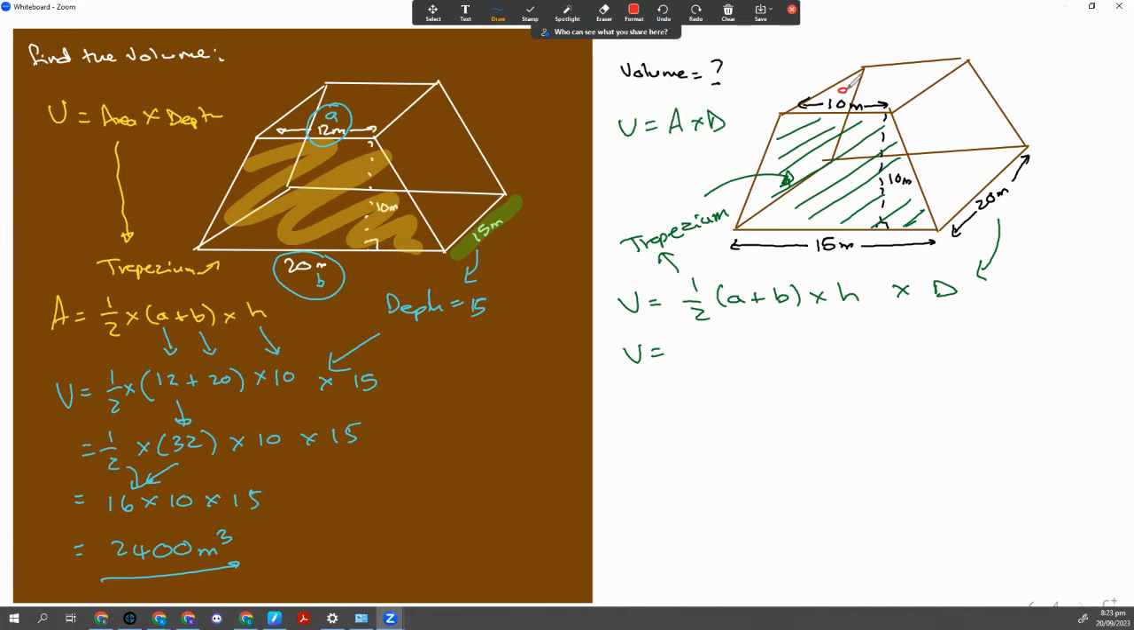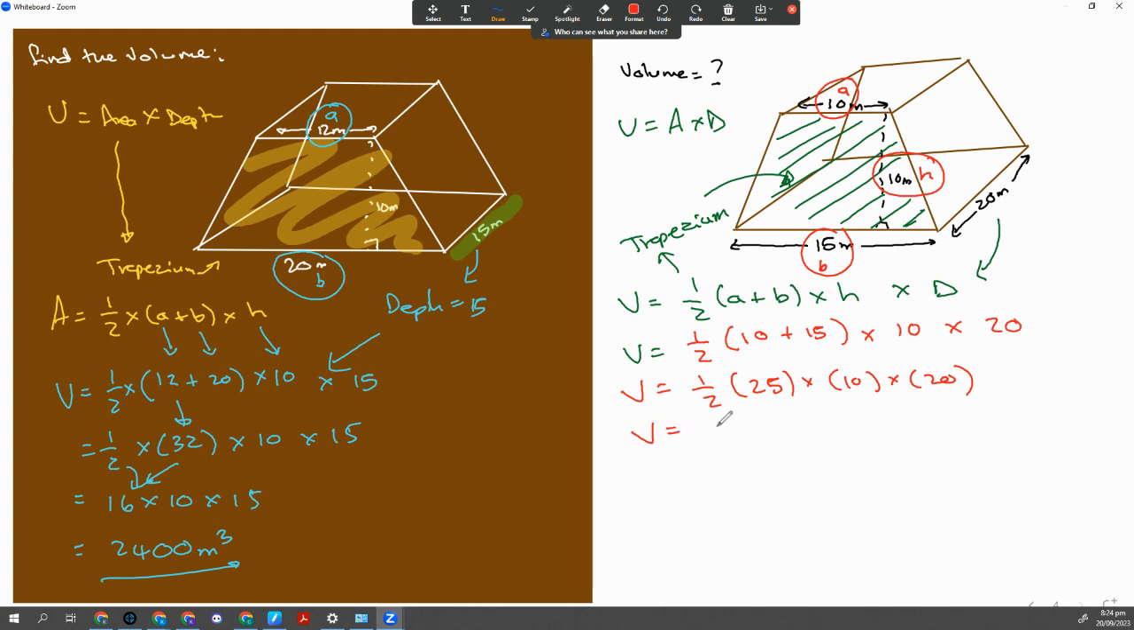Now, allocating values here very carefully. Remember that A is 10, B is 15, and H is 10. So this is going to become a half (10 plus 15) times 10. All right, putting each of these values in, 10, 10, and 15. The bracket must be done first, then multiplication, and then 20 for D there. So the volume comes to a half of 25 times 10 times 20.